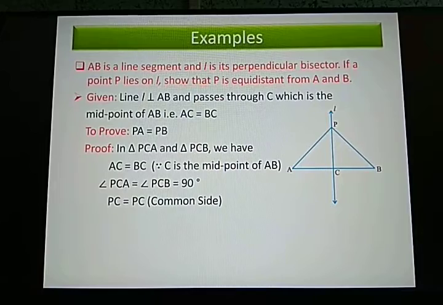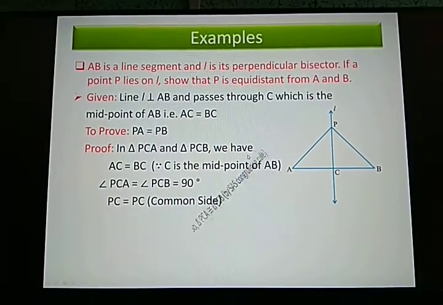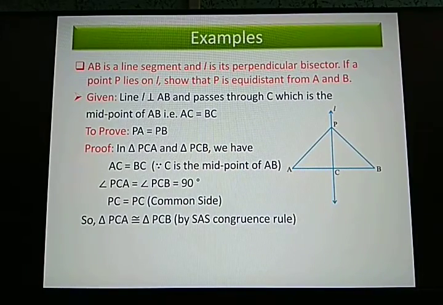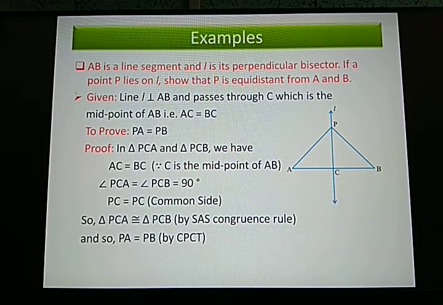Then PC equals PC. This line segment PC equals PC because it is the common side. So by the side angle side congruence rule, we can say that both these triangles PCA and PCB are congruent. Now, as I already mentioned in the earlier example, if two triangles are congruent, then their corresponding parts are also equal. So now we can say that the side PA is equal to PB by CPCT. Clear?